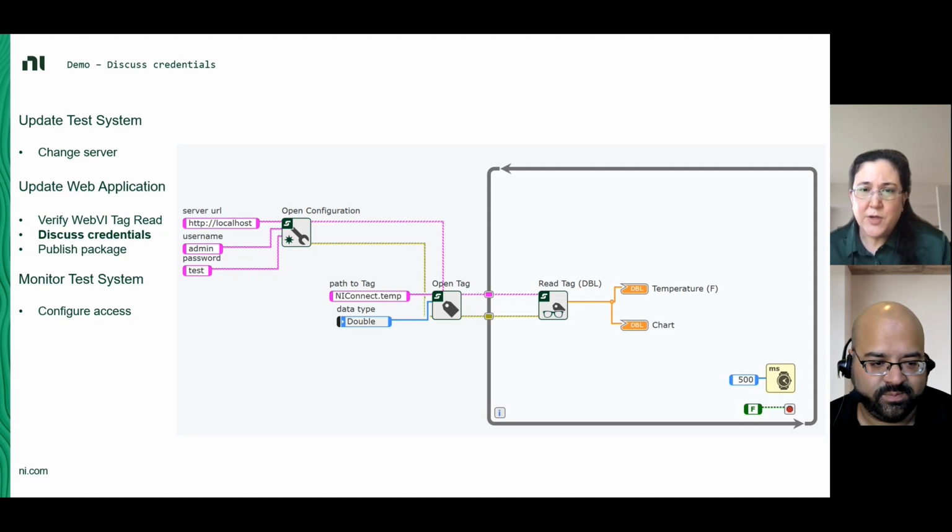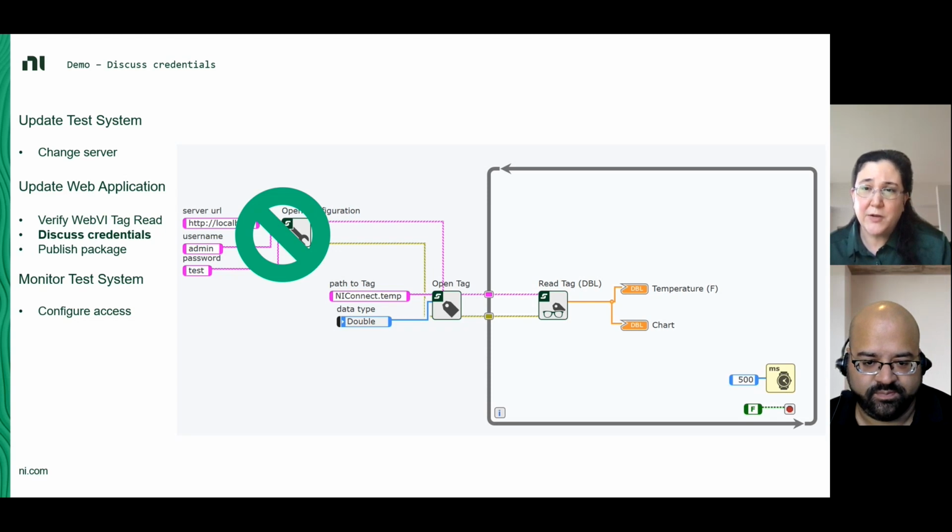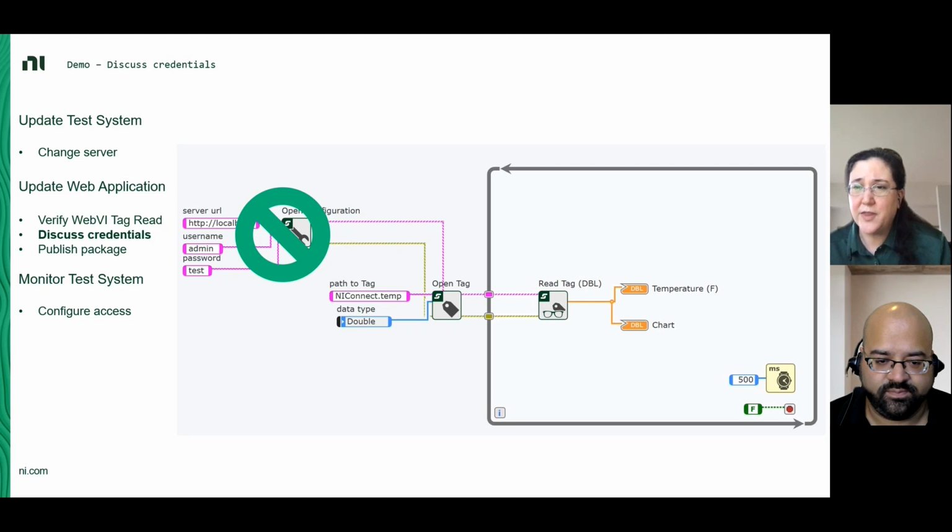So again, you really don't want to keep that open configuration in when you are going to build your final package for what you're going to upload. As Milan mentioned earlier, this is stored in the VI or in the WebVI in a way that could be hacked out. So you do not want it to be part of the thing at all when you go to build the uploadable package.